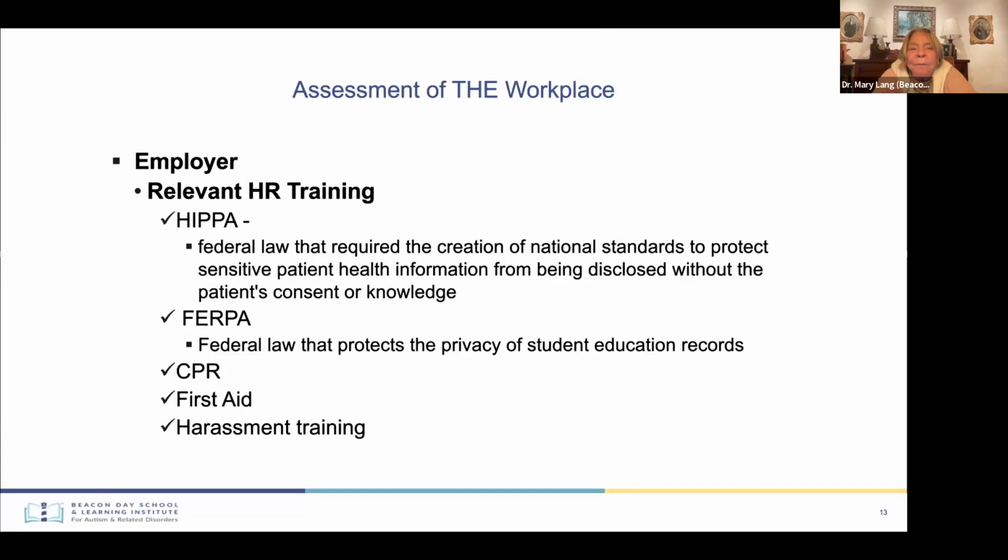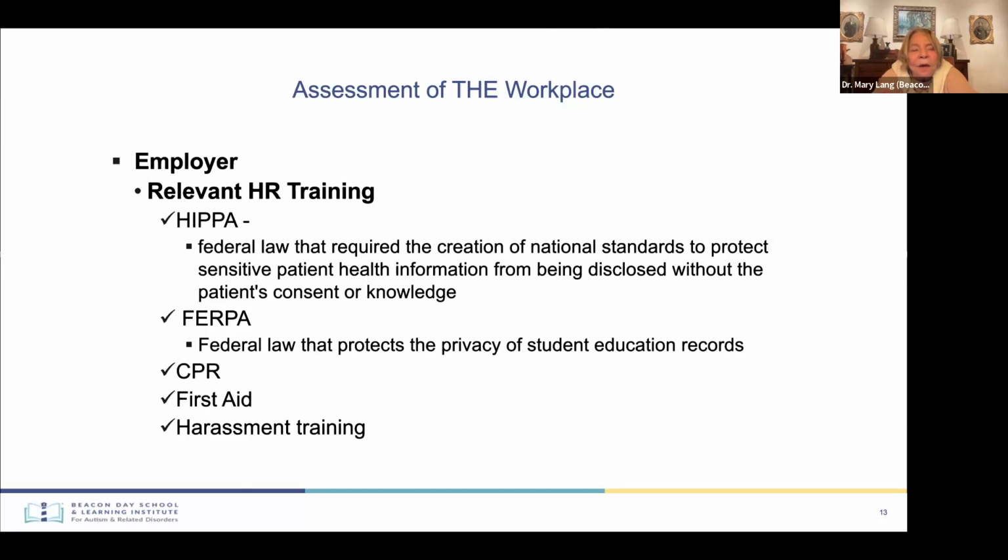Okay, let's talk about the employer, because it's not just about you, it's about who is going to employ you and what you are going to bring to them. And I want to provide you with some things that we all have to consider in terms of training before we can even start work. And the first one is HIPAA, and I'm sure you've heard of HIPAA, but it's the federal law that requires the creation to protect sensitive patient health or educational information.